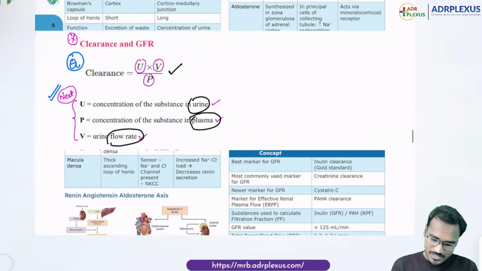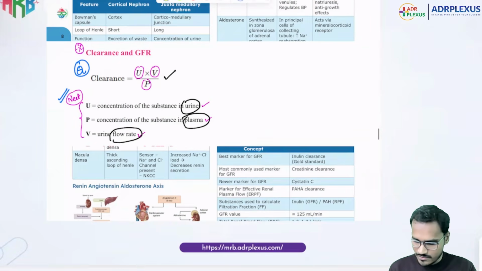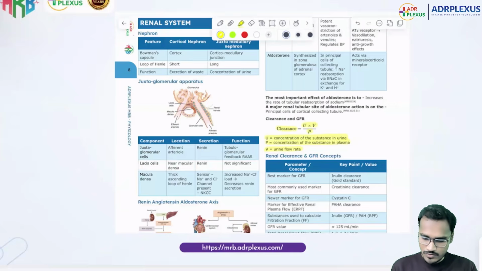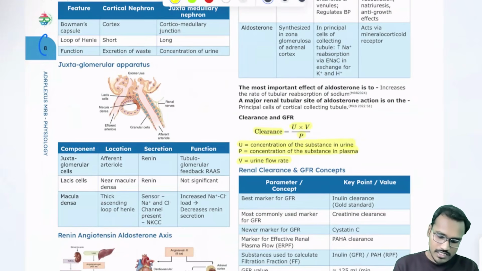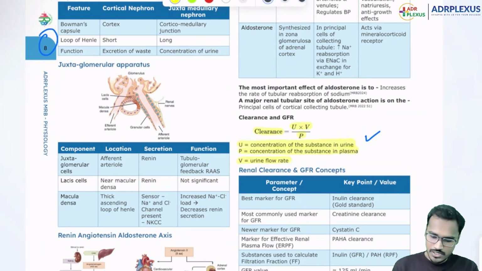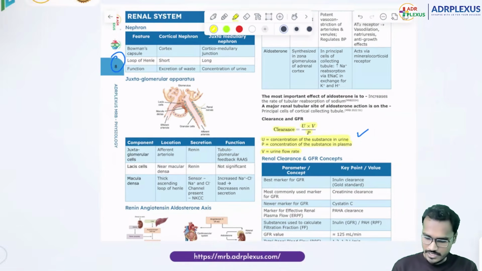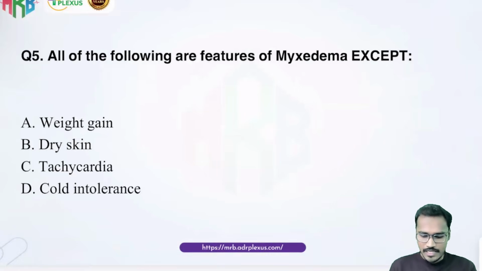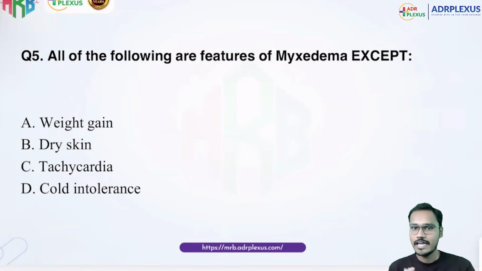So next question. So this was again direct question, straightforward question. So in workbookல பார்த்தீங்கன்னா page number 8ல we have printed it, everything in the printed material you would have received. So this was a very simple question, UV by P, clearance sort of formula. So next question. All of the following features are myxedema. Myxedema it is a form of hypothyroidism.